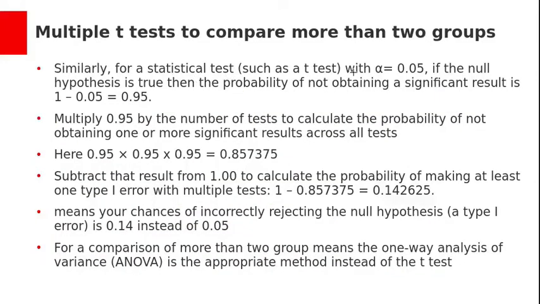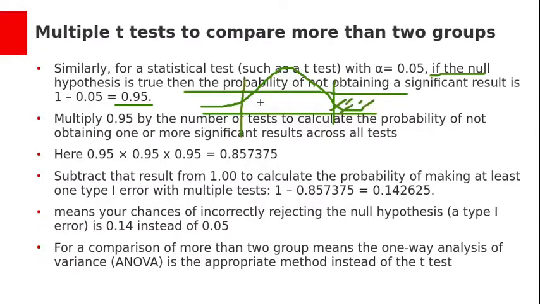Similarly, for a statistical test with alpha 0.05, if the null hypothesis is true, then the probability of not obtaining a significant result is 1 minus 0.05, that is 0.95. A significant result means the null hypothesis is rejected. If we take a 95% confidence level, this entire 95% region would be in favor of the null hypothesis, and the remaining 5% in favor of the alternate hypothesis. If the test statistic value falls within this rejection region, then we can say the results are significant. Not obtaining a significant result would be this 0.95.